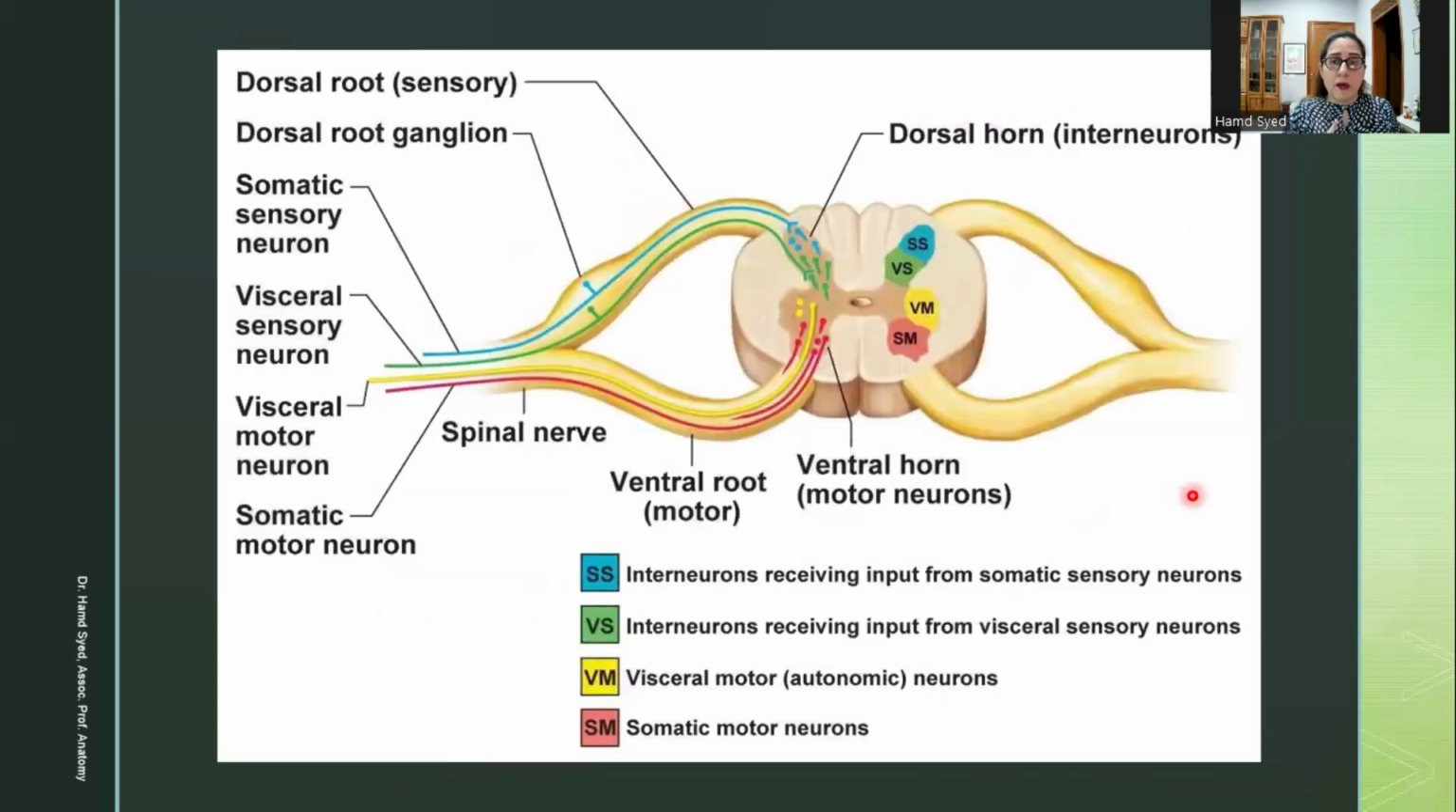Keep in mind that there are 4 functional components of each spinal nerve. Namely, you can see over here the somatic sensory, the visceral sensory, then the somatic motor and the visceral motor. So these are the 4 functional components. You can write them down. They are the 4 functional components of every spinal nerve.